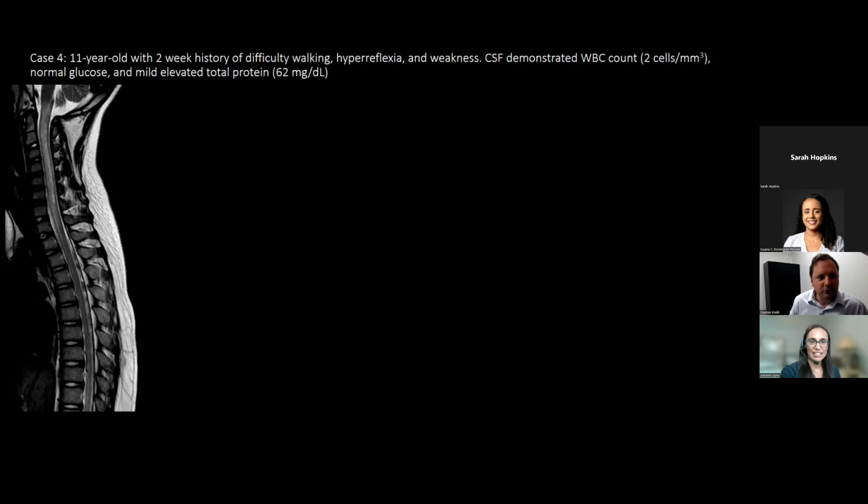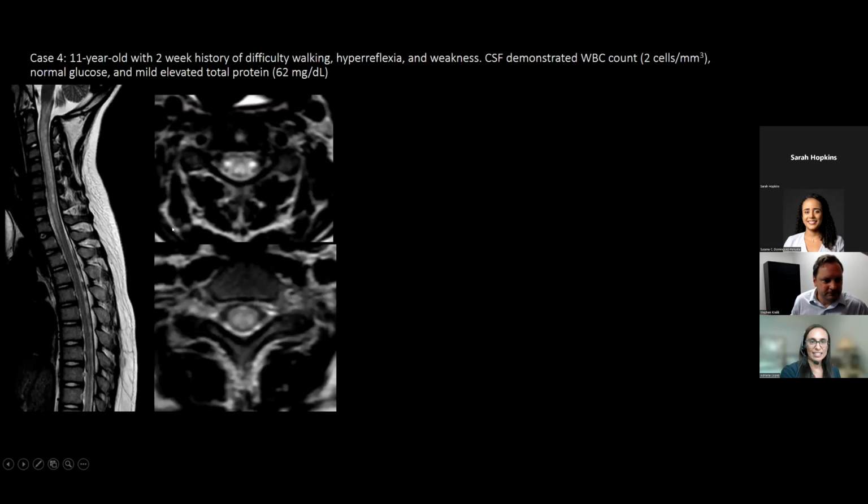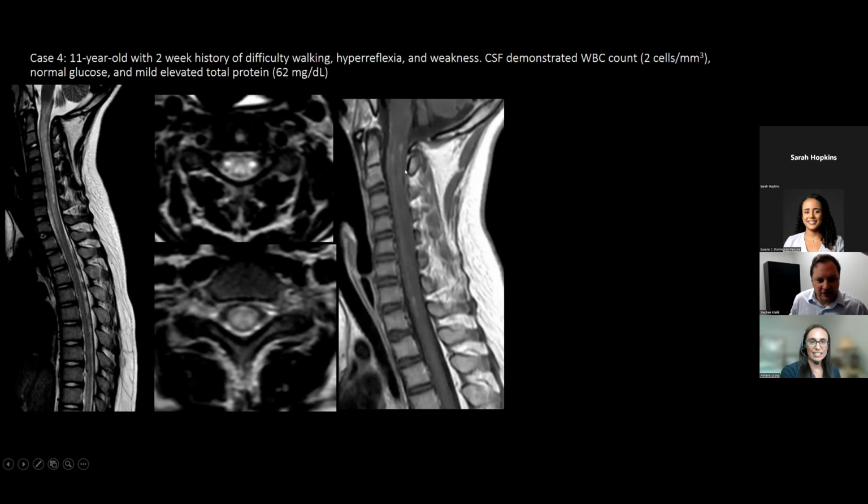Case 4, an 11-year-old with a 2-week history of difficulty walking, hyperreflexia, and weakness. CSF white count was 2, normal glucose, mild elevation of protein. So back to our longitudinally extensive cord signal abnormality from upper cervical cord into the thoracic cord. Our axial pattern is not really fitting that gray matter predominant pattern. So we have even more hyperintense areas laterally, but it's really almost the whole cord at multiple levels. So we don't really want to call this AFM, I think.